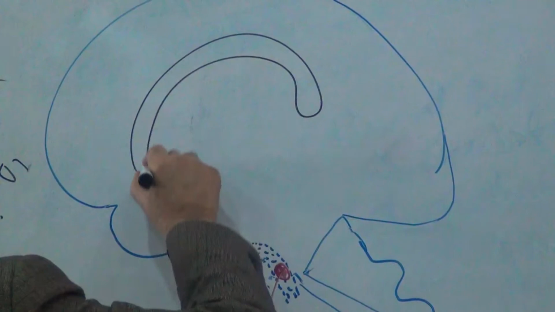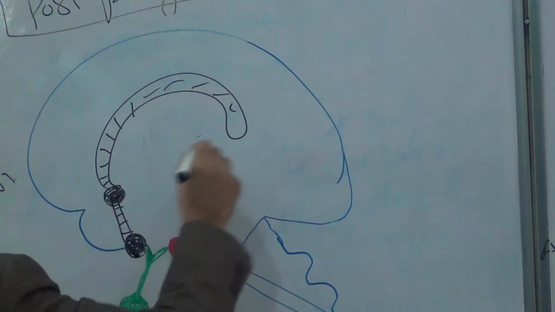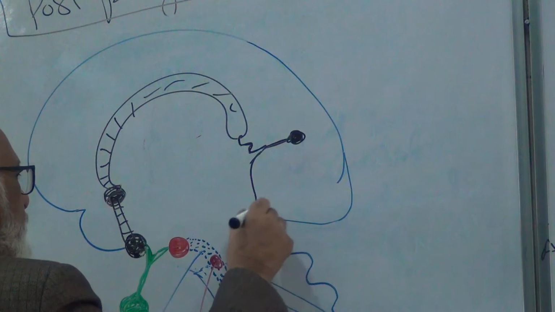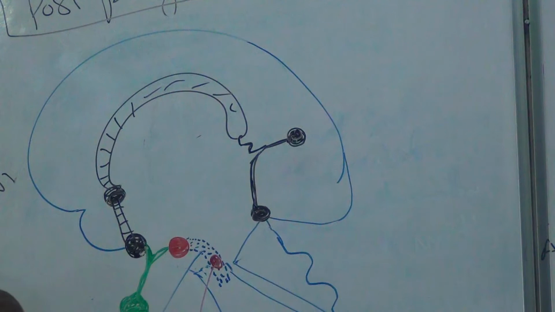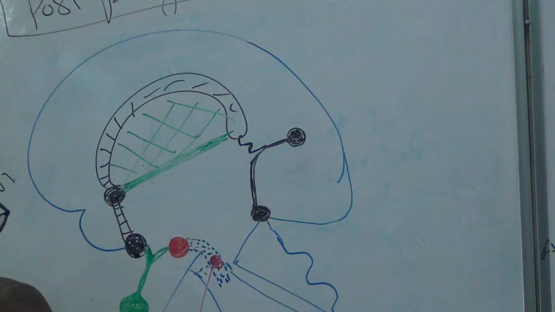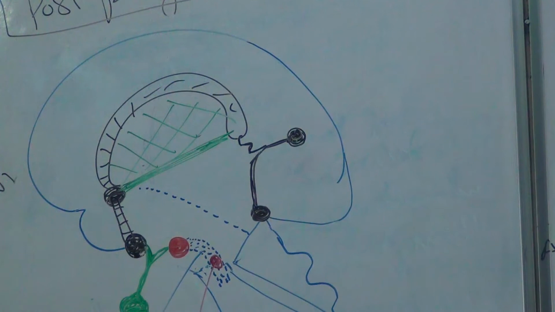Corpus callosum, anterior commissure, lamina terminalis, pineal stalk, pineal body attached to the posterior wall of the third ventricle, and this is posterior commissure. Fornix, septum pellucidum, hypothalamic sulcus, lateral wall of the third ventricle. Now here is the habenular nucleus.